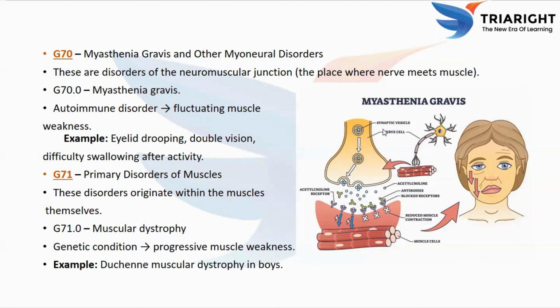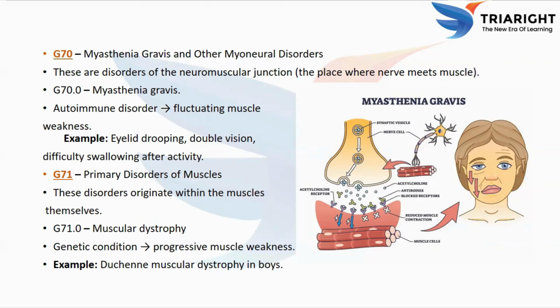So what are the symptoms shown in the diagram? It's a drooping eyelid, weak facial muscles and difficulty smiling or keeping eyes open. You can also see possible slurred speech or swallowing difficulty. So this is about myasthenia gravis. Whenever myasthenia gravis is diagnosed, you have to assign the code G70.0.